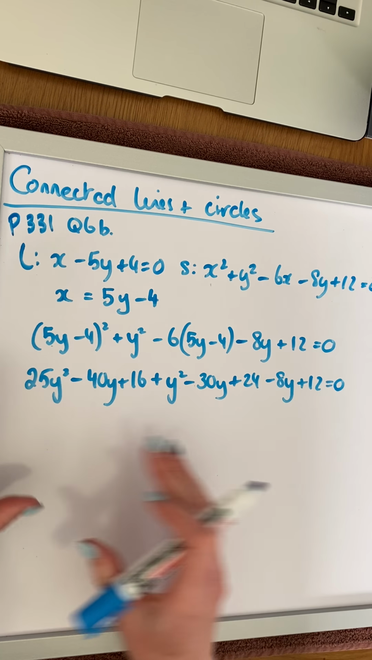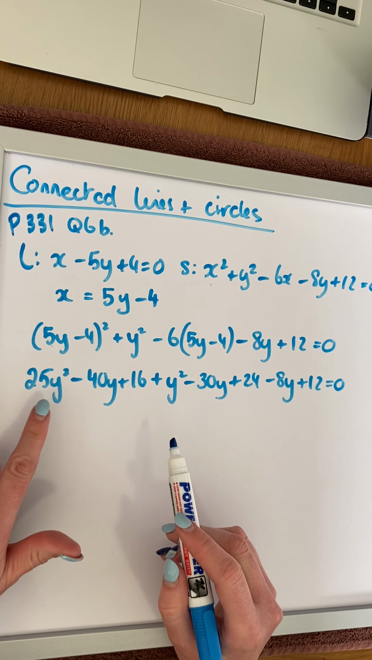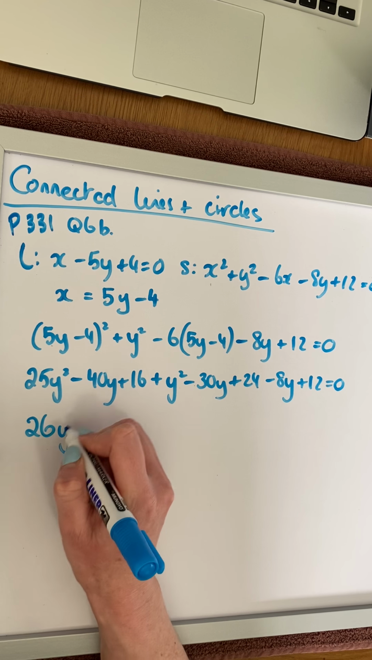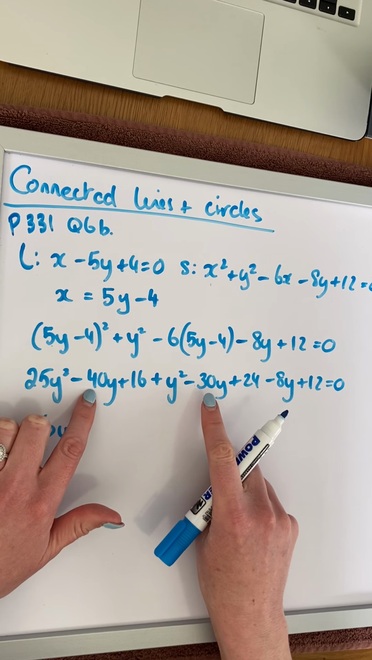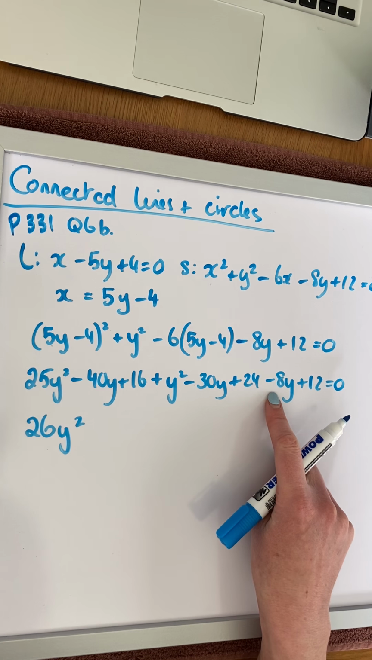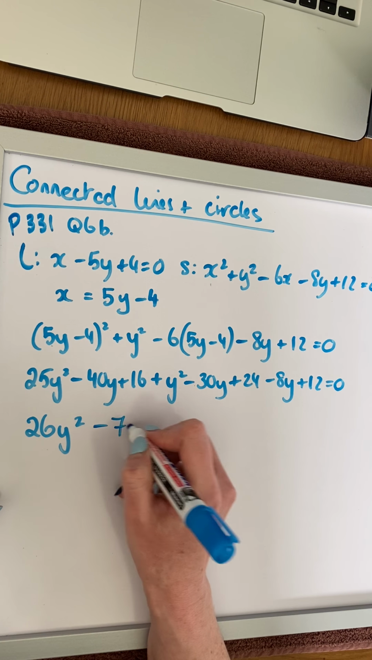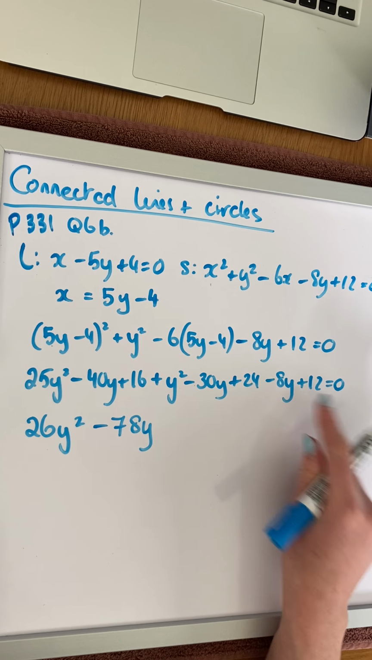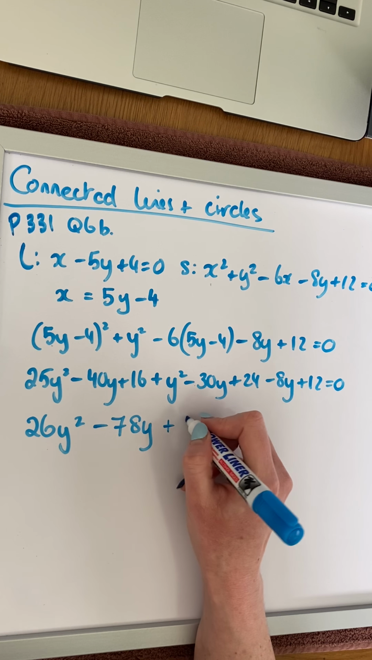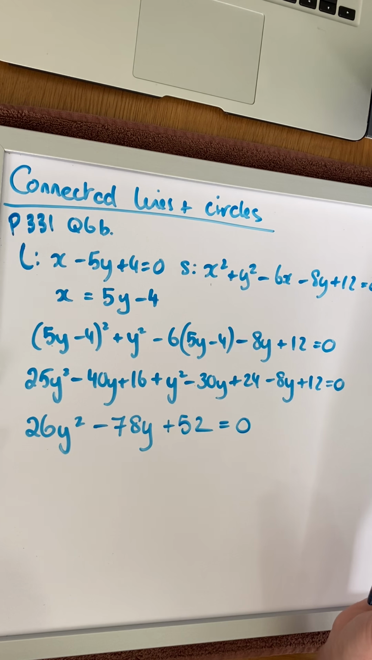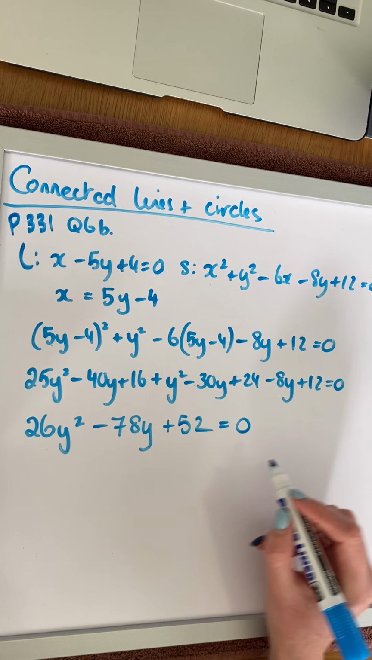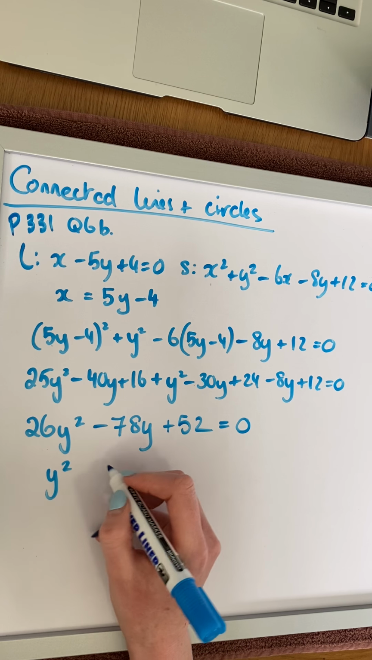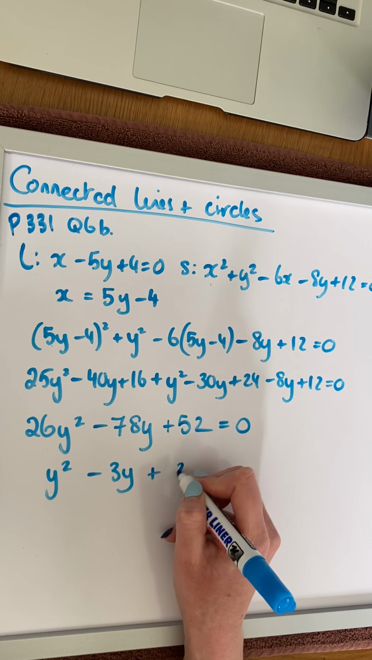quadratic equation. So tidying everything up here, first of all dealing with the y squareds, we have 25y squared and 1y squared, so that gives us 26y squared. We have minus 40y, minus 30y, and minus 8y, so that gives us minus 78y. We have plus 16, plus 24, and plus 12, which gives us plus 52, and that equals 0. Now, in this case, we can actually divide across by 26. In that case, we get y squared minus 3y plus 2 is equal to 0.